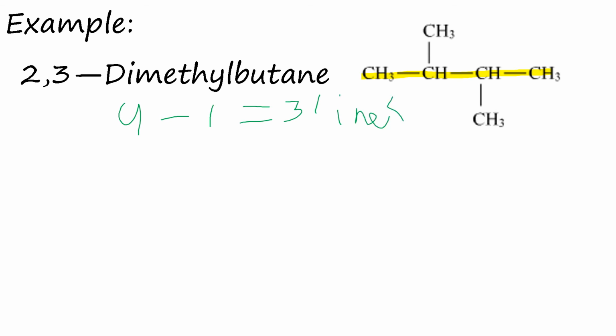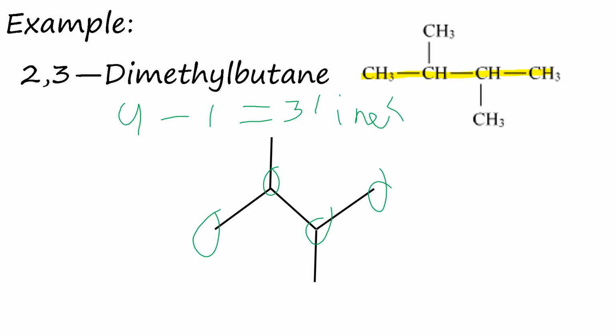Now let's double check the number of carbon atoms. We have 1, 2, 3, 4. Now let's draw the substituent. We have 2 methyl groups in here, so we're gonna put 1 up here and 1 down here. And that's it. We have the skeletal structure for 2,3-dimethyl butane. Now let's do another practice question.